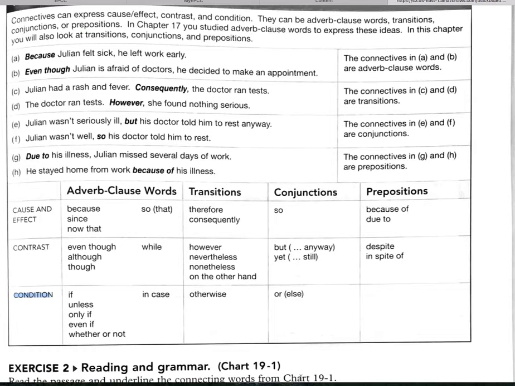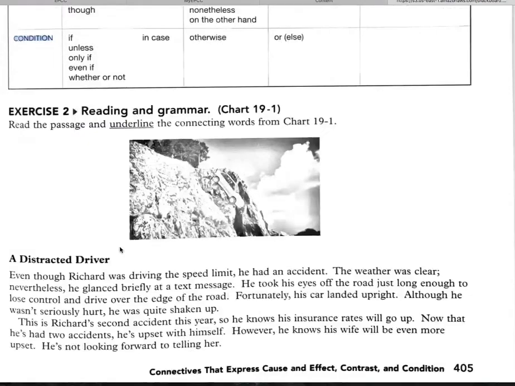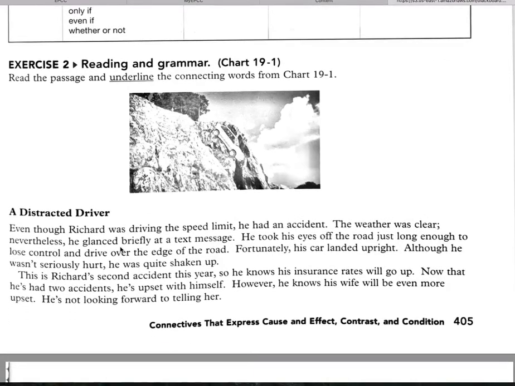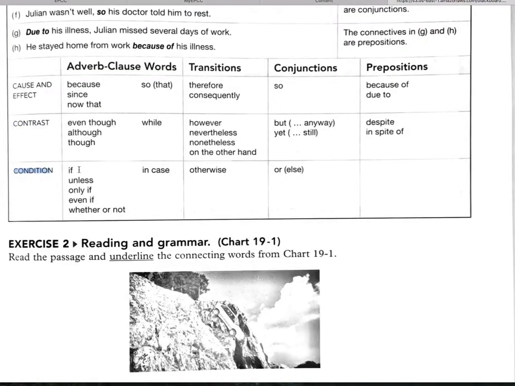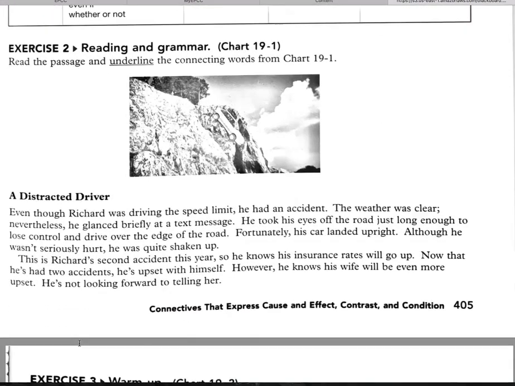So we're going to be referring to this chart right here, especially this list right here, okay? For adverb clause words, transitions, conjunctions, and prepositions that show us cause and effect, contrast, and condition. Okay? So look at exercise number 2. On exercise number 2, it says, read the passage and underline the connecting words from chart 19.1. So we're going to use these words here, okay? So we're going to underline.